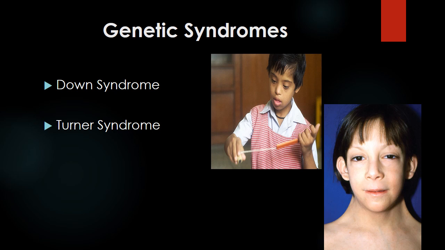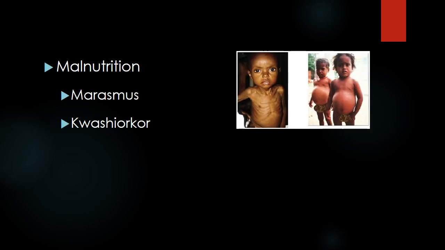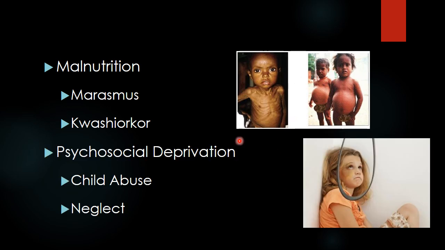We have talked about genetic syndromes, Down syndrome, Turner syndrome, and then there are so many other syndromes that can lead to short stature. We have talked about malnutrition, may it be marasmus or kwashiorkor, and psychosocial deprivation. Not only the child abuse, but the neglect in itself can lead to psychosocial deprivation and short stature.